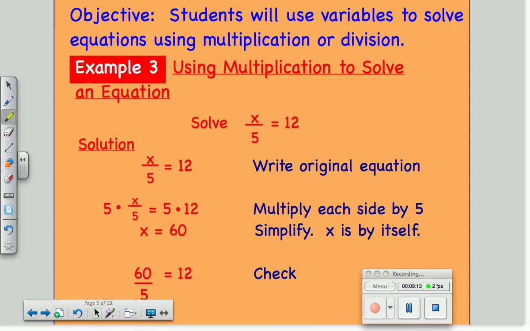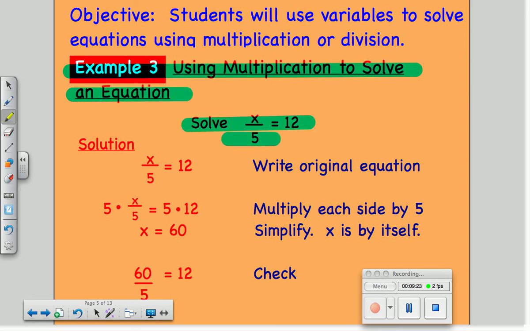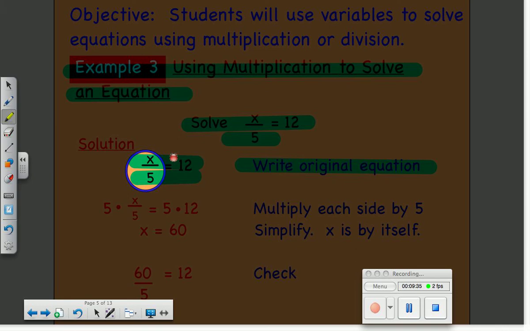So I want you to write example 3. Using multiplication to solve an equation. This is the equation we're going to solve. x over 5 is 12. Make sure you write the original equation. Now, what am I doing? We're going to focus on the side with the variable.